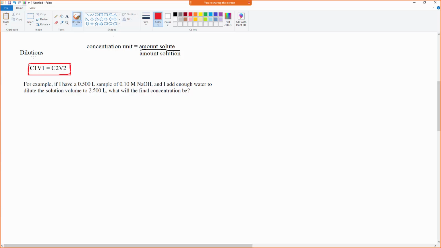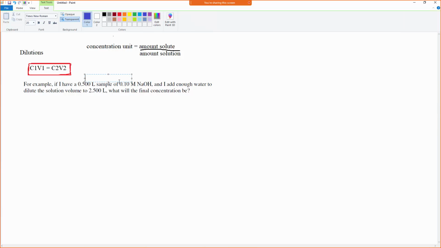All right, so they give us, you have a 0.5 liter sample of 0.1 molar sodium hydroxide. I add water to dilute the solution volume to 2.5 liters. What is the final concentration? So just like we did with our algebra problems in chapter 8, or the chapter on gases, let's just label these.